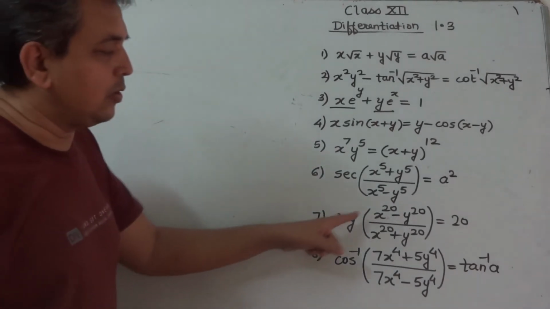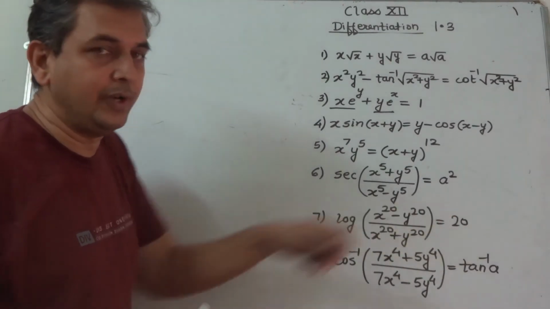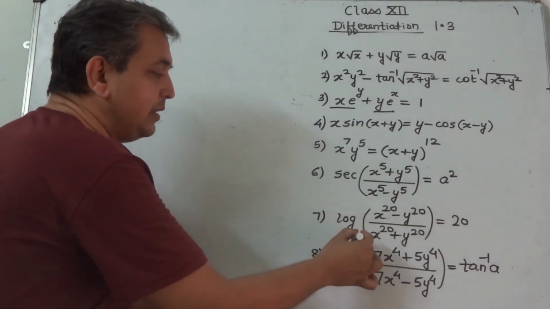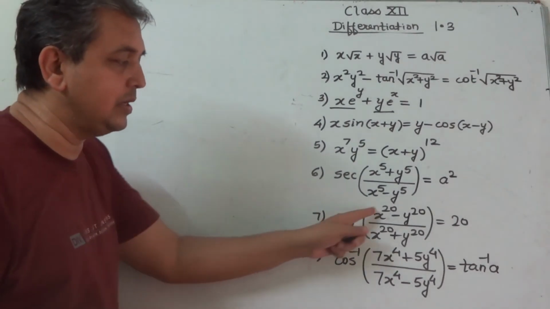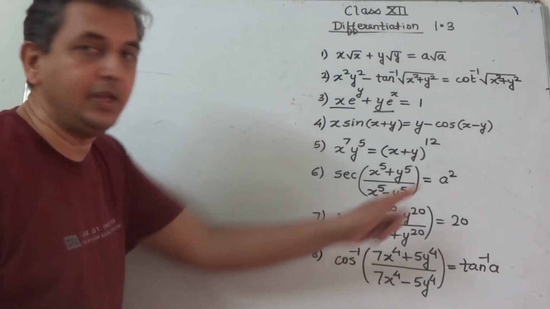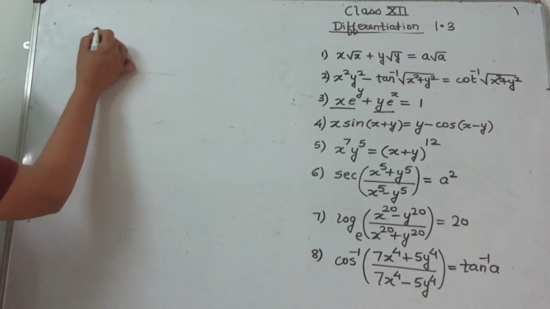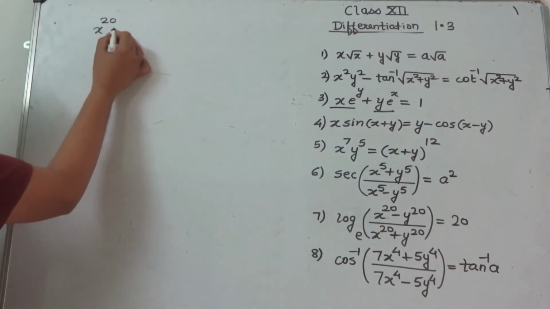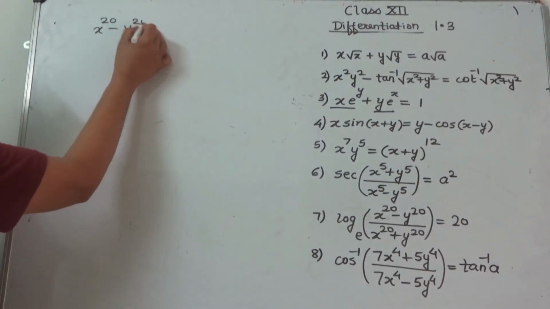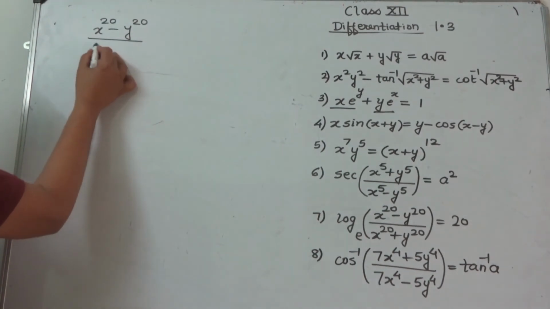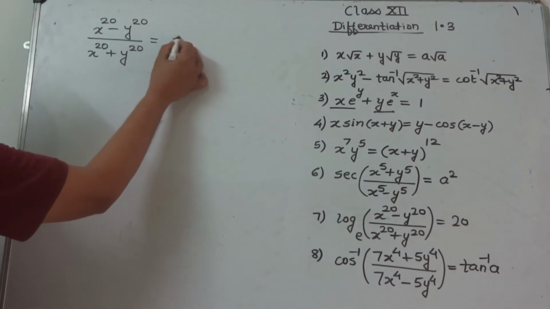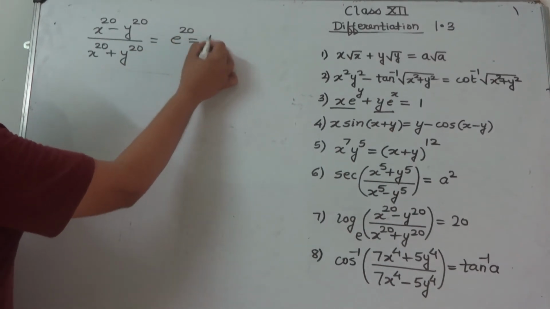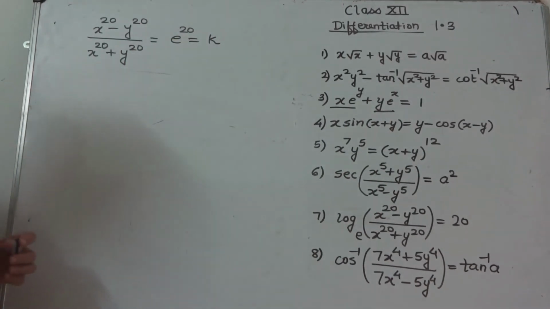Now it is log of some term is equal to 20. There is no base given. We can say base is e, and to remove this log we can use this bracket is equal to e raised to 20. So we write x raised to 20 minus y raised to 20 upon x raised to 20 plus y raised to 20 is equal to e raised to 20, which is a constant. We write it as k.